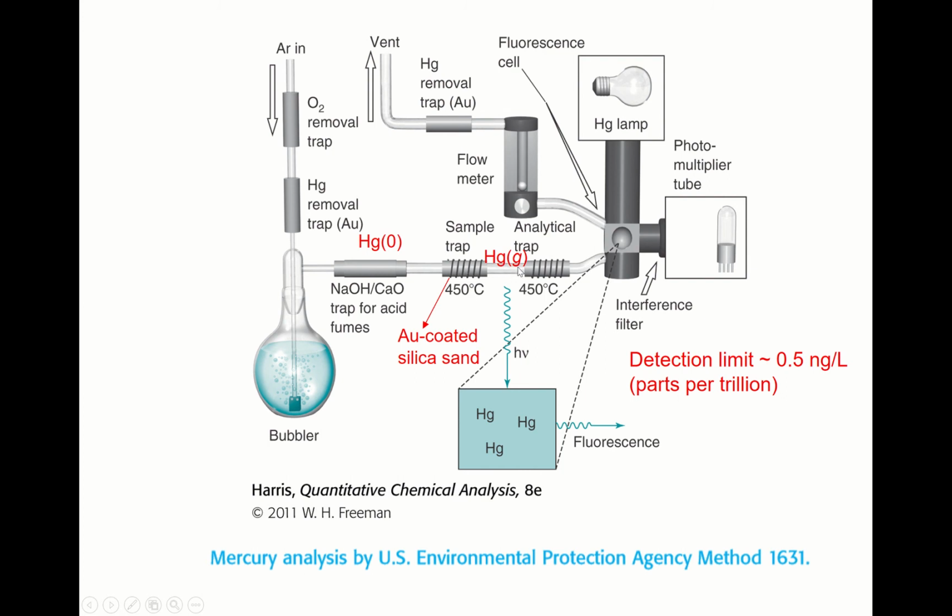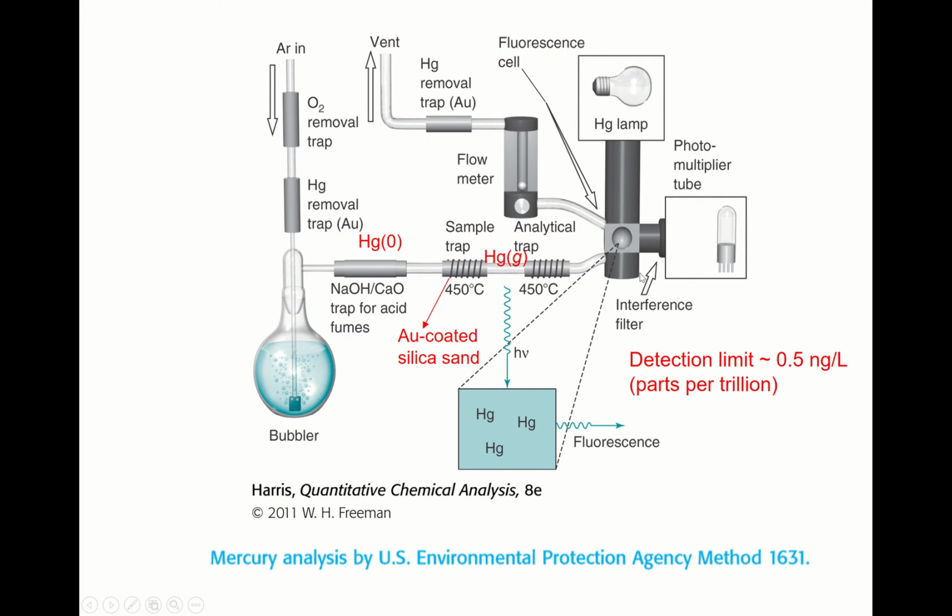in gas form. Okay, now this gas passes through another trap, the so-called analytical trap, which is also heated at 450 degrees C. Actually, you need only one trap, but for precise measurement, you need two traps: a sample trap and an analytical trap. Okay, and then here, gaseous mercury enters this fluorescence cell.